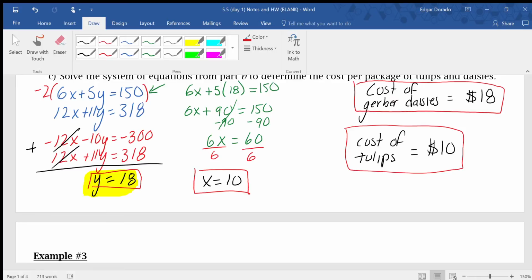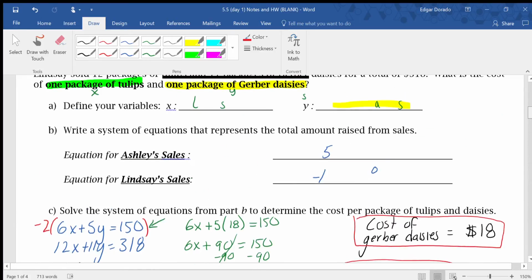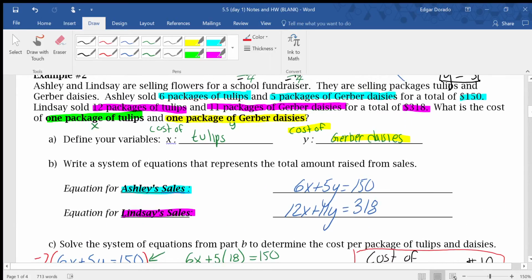Okay, so again, what did we do? We looked at the scenario. We were able to identify what our variables were. In this case, they were my x and y, which were my Gerber daisies and tulips. Then we identified how each scenario could be modeled. In this case, it was Ashley's model, which was 6x plus 5y equals 150, and then Lindsay's model was this one right here. Those two models just gave me a system, a set of linear equations.